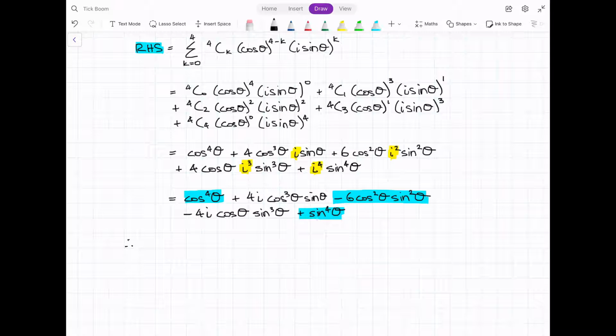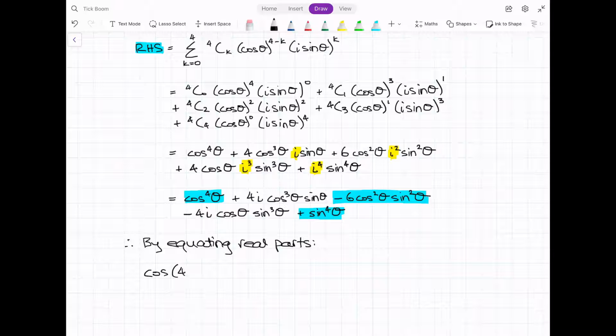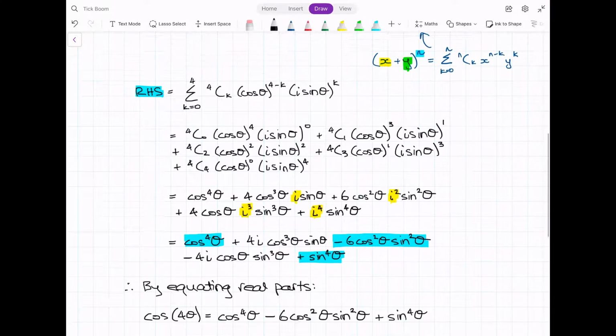So let's say, therefore, by equating the real parts of the left-hand side and right-hand side, we can say that cosine of 4 theta is equal to cos to the power of 4 theta minus 6 cosine squared theta sine squared theta plus sine to the power of 4 theta. And let's just scroll up to double check.